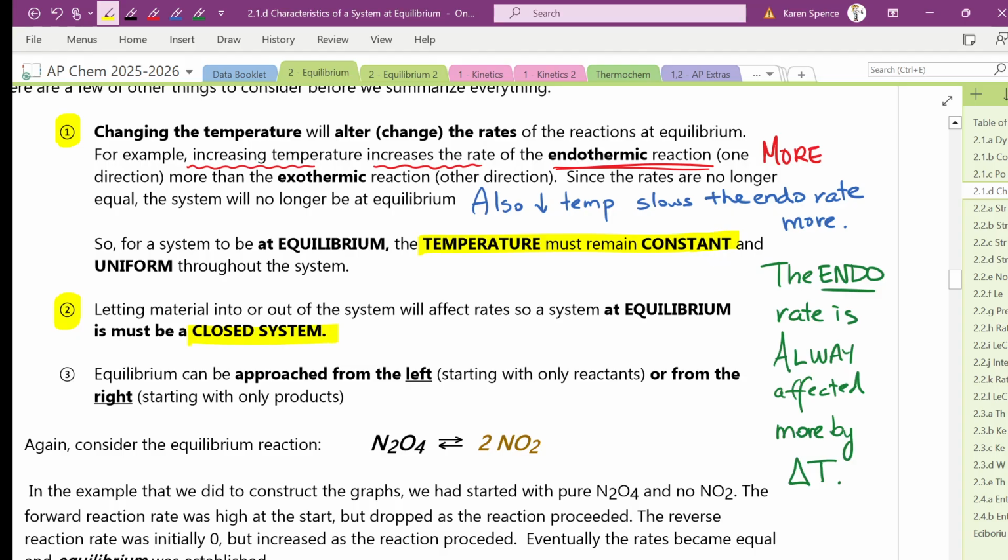And an equilibrium can be approached either by dumping reactants into a container and letting them form products and reaching an equilibrium, or you can dump the products into a container and let them form some reactants and reach another equilibrium.